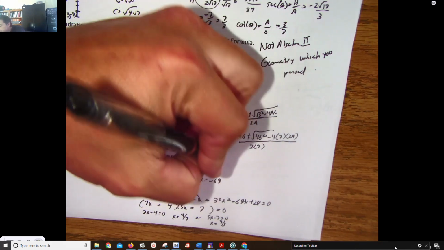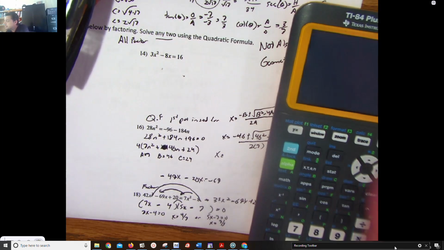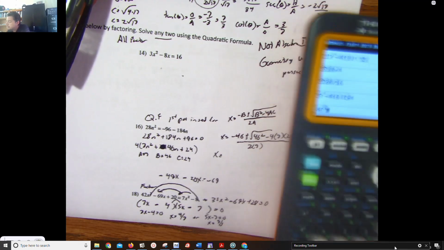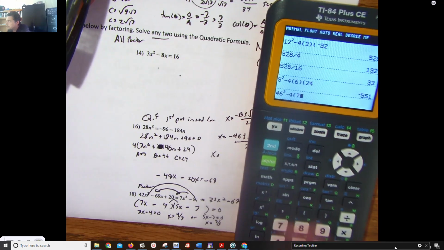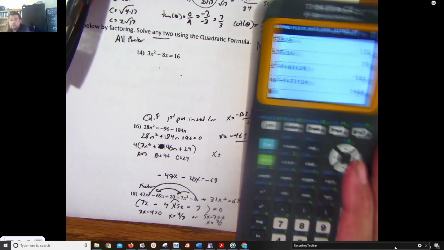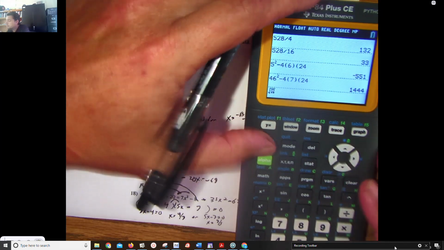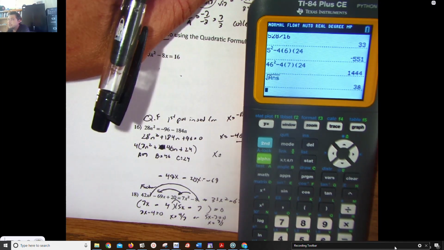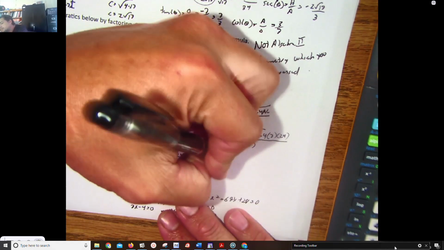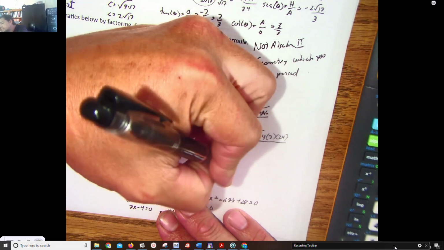Anyways, where was I? What's in that radical? I bet it's something that works out. 46 squared minus 4 times 7 times 24. 1444. Has a square root too. It's 38. So it's negative 46 plus or minus 38 over 14.